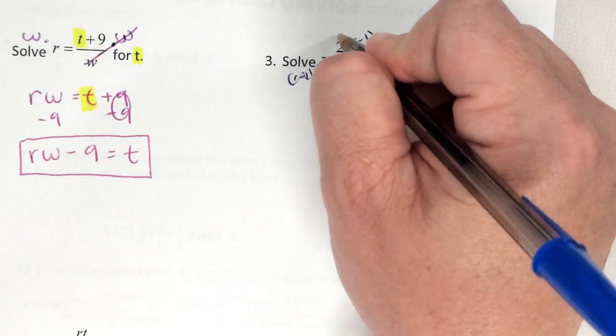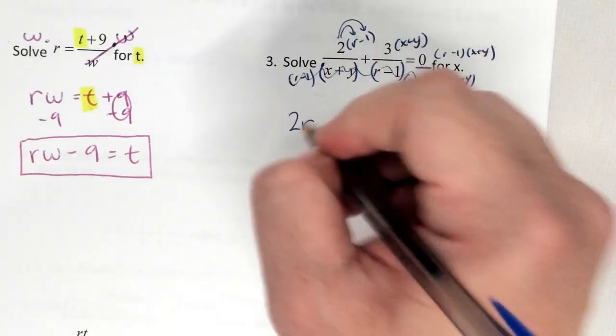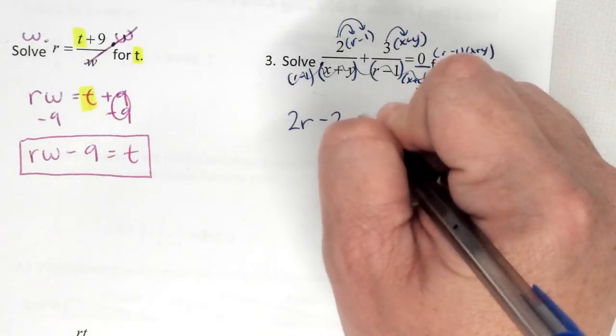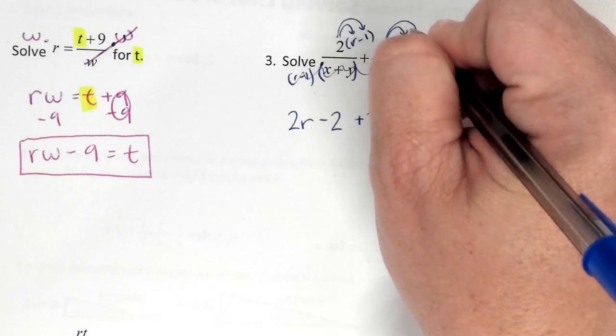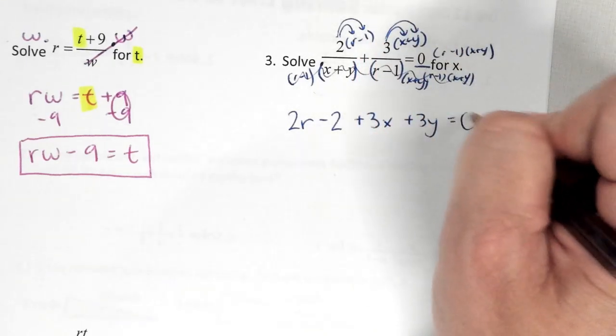And I'm going to go ahead and distribute this. So 2 times r is 2r. 2 times negative 1 is negative 2. 3 times x is positive 3x. 3 times y is positive 3y equals, well, 0 times anything is 0.